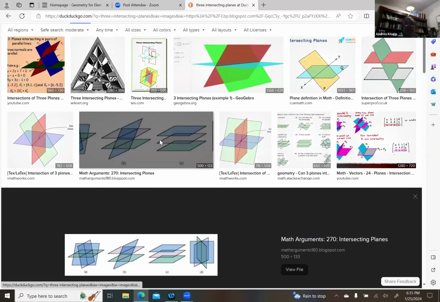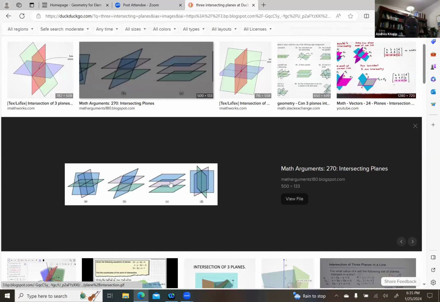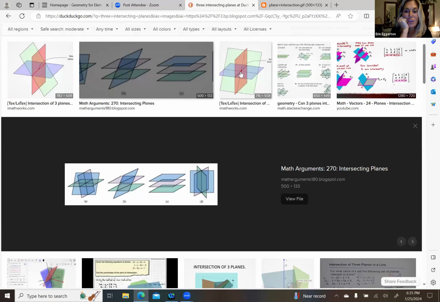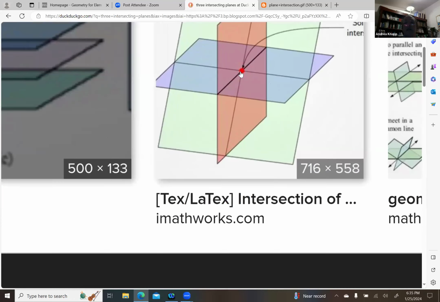There's 3 planes that are parallel and they don't intersect at all. They never intersect. All right, here's 3 planes, kind of like a paddle wheel, intersecting in a line. They can intersect in a line, they could not intersect at all, they can intersect in 2 lines, they can intersect in a point. There's a better picture of it, showing how they're intersecting in a point.